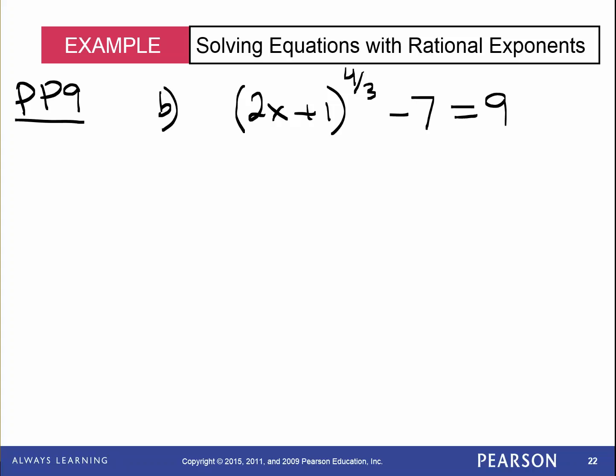Alright, I think you guys at least know how to start it here. I think we're going to isolate that 2x plus 1. So what should we do? I thought I heard it. Add 7 to both sides, is that right? At least get that 7 to the other side.